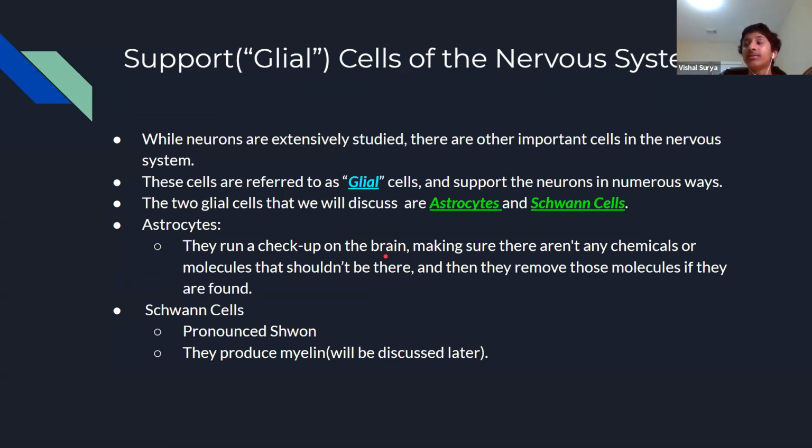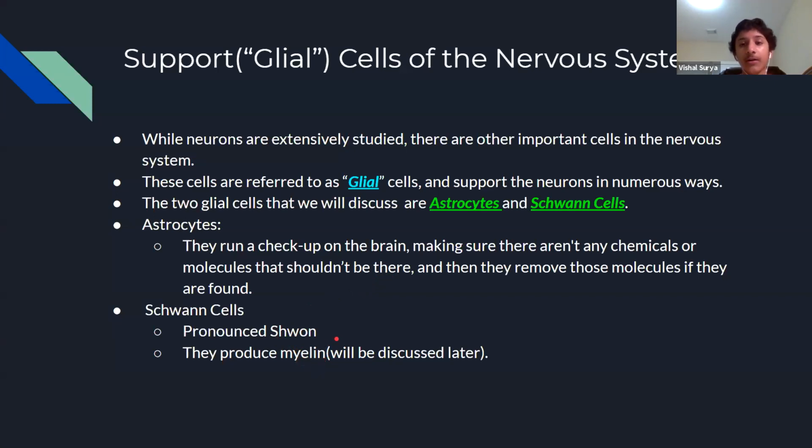Astrocytes run a checkup on the brain, making sure there aren't any chemicals or molecules that shouldn't be there, and they remove those molecules if they are found. Next are Schwann cells, pronounced Schwann. They produce myelin, which will be discussed later.